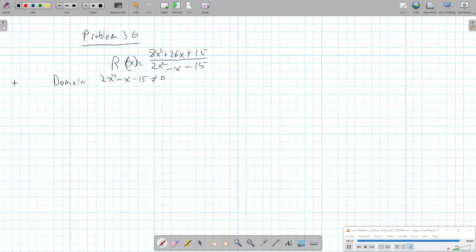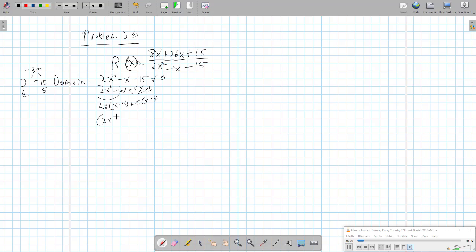I think that'll factor. Let's see, we'll check to see if it factors. 2 times negative 15 is negative 30. Have to have a factoring pair that has a difference of 1. Oh, 6 and 5. 2x squared minus 6x plus 5x minus 15. Group. 2x times x minus 3 plus 5 times x minus 3.